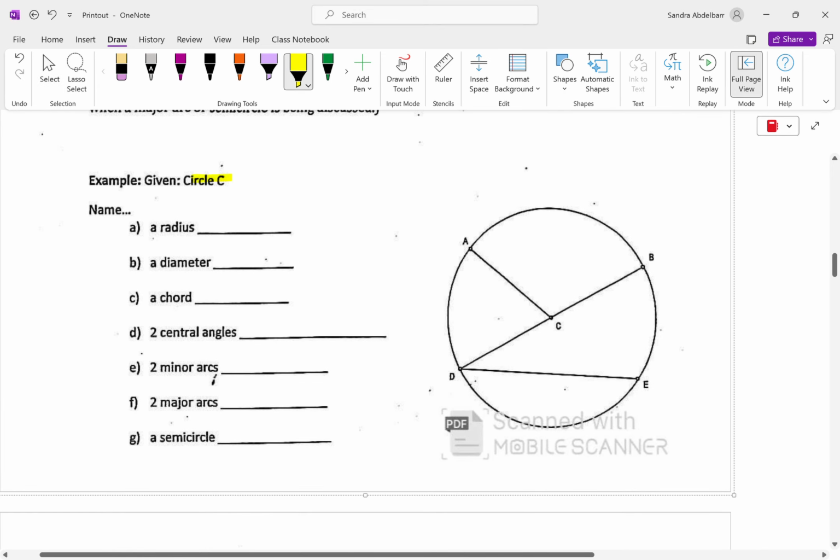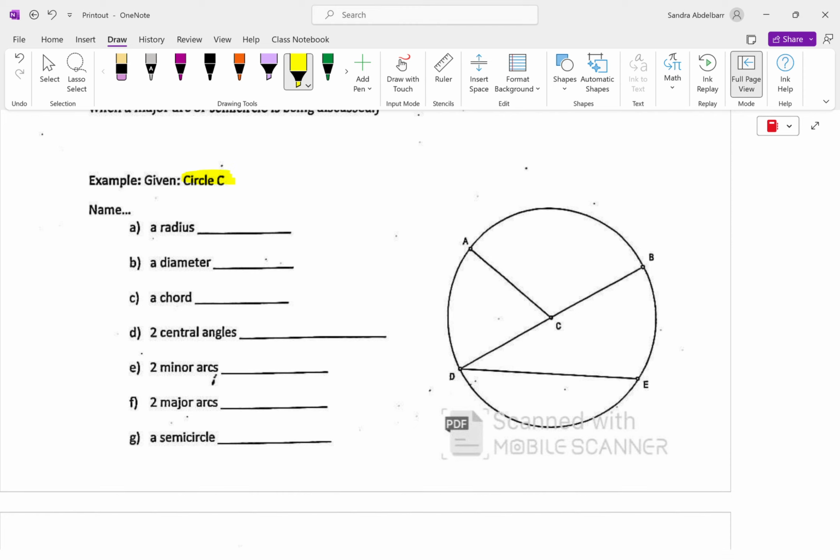So they're saying circle C. It is really important here that they're telling us circle C. What does this identify for us? PJ? C is the center of the circle. There's no question about it. They told us circle C. We name a circle by its center, so C is the center.